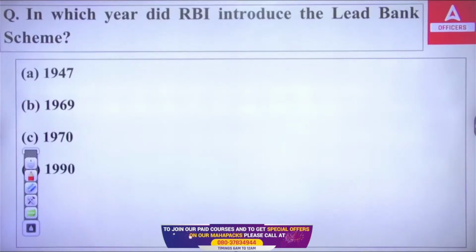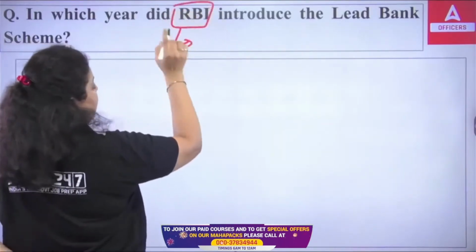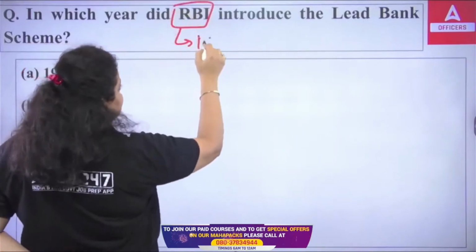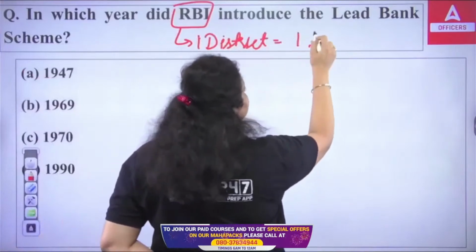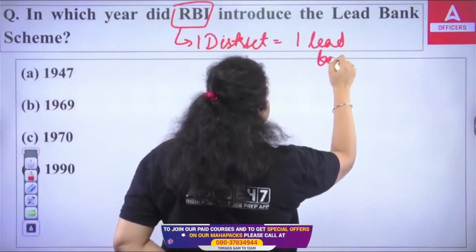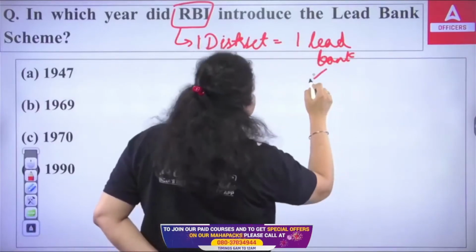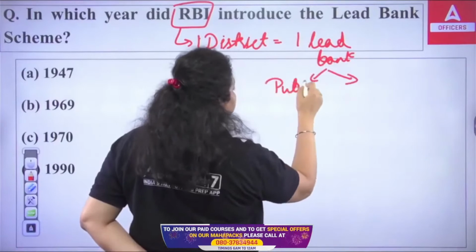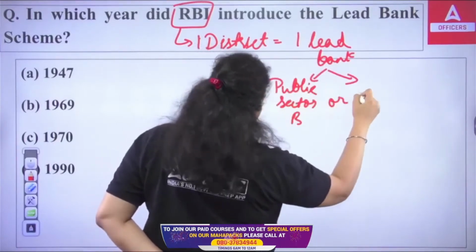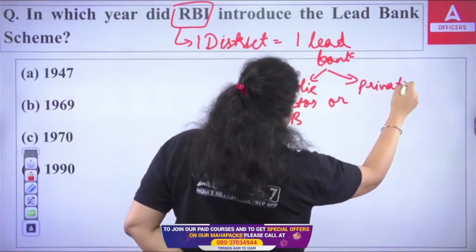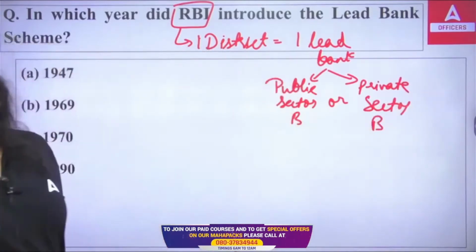Now, what is the lead bank scheme? First of all, it was introduced by RBI, and in this scheme a particular district will have one lead bank. One district will have one lead bank. And this lead bank can be formed from the public sector banks or the private sector. Either a public sector bank or a private sector bank will be made the lead bank in a particular district to promote that district.